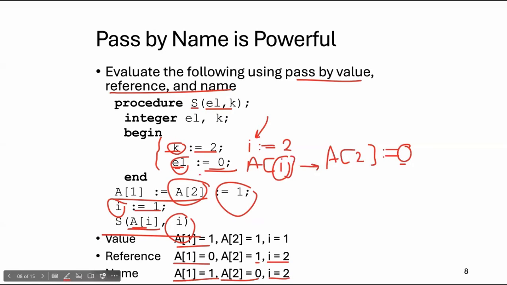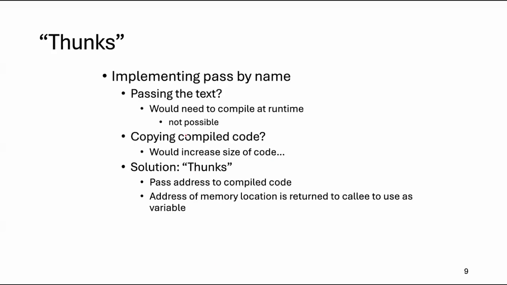For E of L here, we're not just sending the address of the location of A of 1, we're actually sending A itself, as if we're working with it. Whenever I is changed, A of I is going to be affected and changed inside the procedure as well. So this is very powerful behavior. Now, how can we implement that behavior?